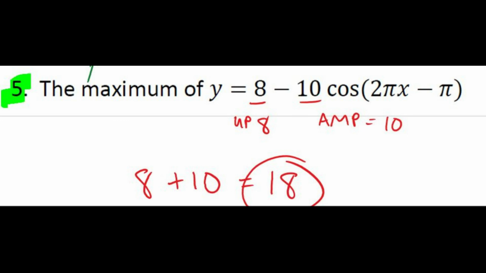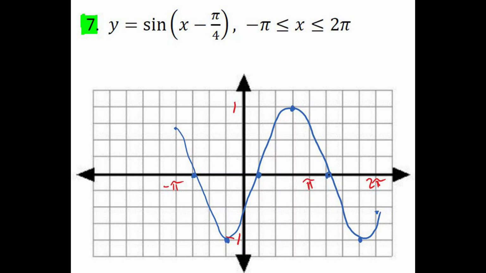Okay, all right, so now let's look at number 7. Number 7 says we need to graph this from -pi to +2 pi. So when I'm setting up the scale on my graph paper or my little section of graph, I need to make sure that I go back to -pi and all the way up to 2 pi.